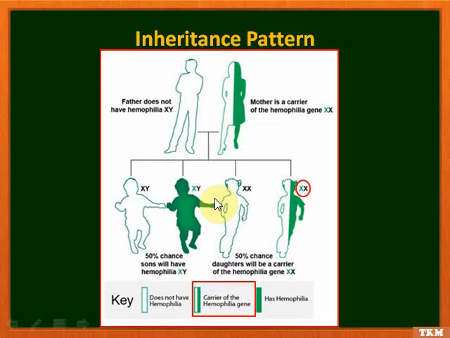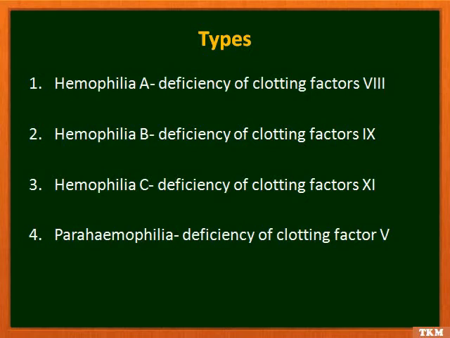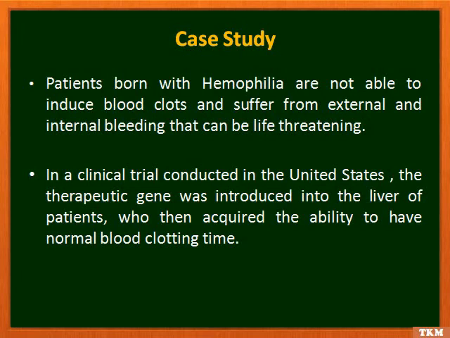So these are the different types of disorders related to hemophilia: Hemophilia A, B, C and parahemophilia. Hemophilia A is deficiency of clotting factor 8. Hemophilia B, deficiency of clotting factor 9. Hemophilia C, deficiency of clotting factor 11. Parahemophilia, deficiency of clotting factor 5. Now, patients born with hemophilia are not able to form blood clots and suffer from external and internal bleeding that can be life-threatening.